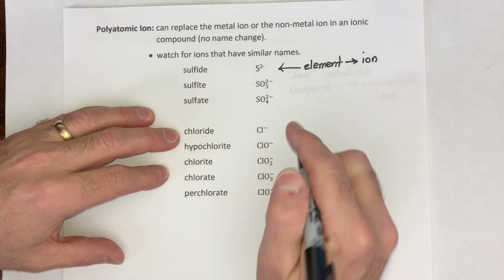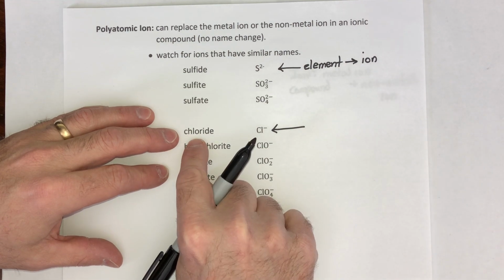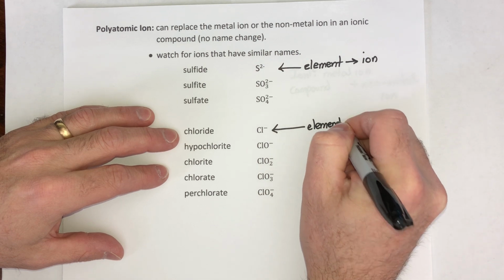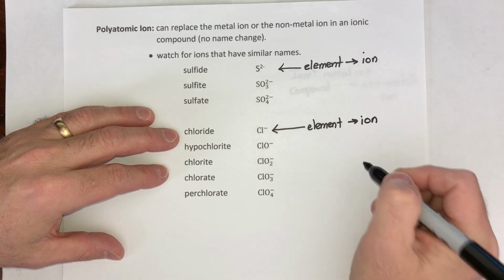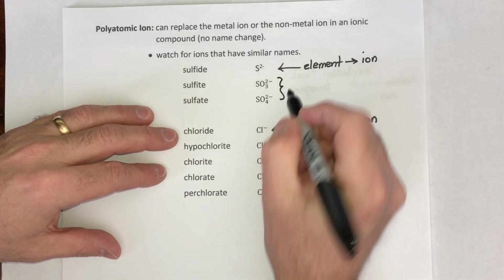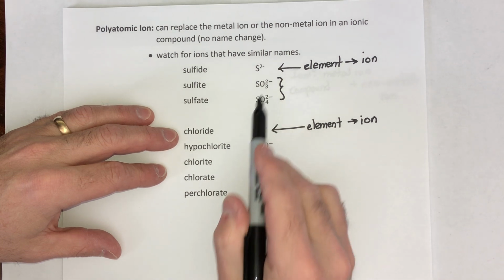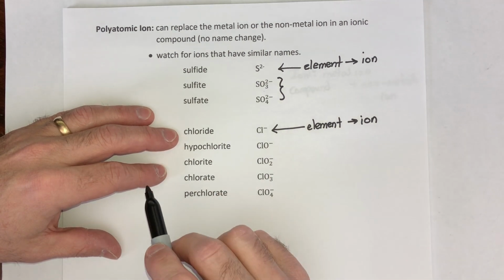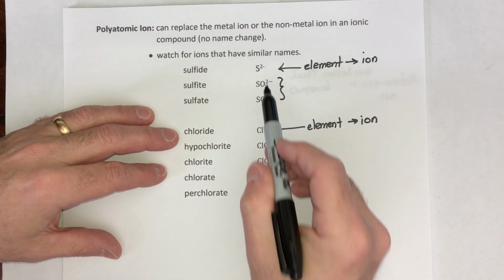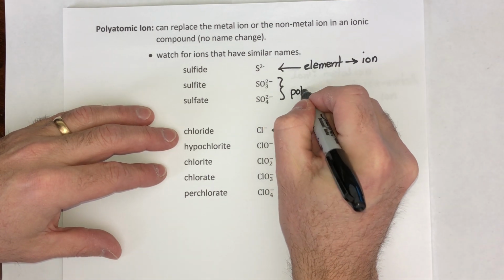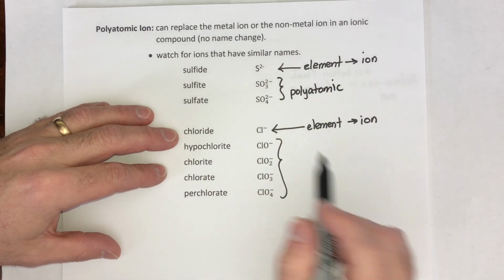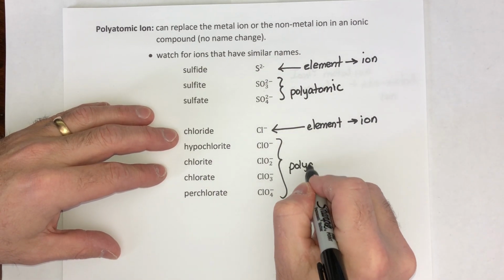Same thing with your chloride, right? Your chloride originally came from chlorine. Came straight from your periodic table. It was an element. We gave it an extra electron, and it did become an ion. Now for these here, where you can see that there's obviously groups of atoms, right? This is an SO3 with a 2- charge. This is an SO4 with a 2- charge. Or down here, you have groups of chlorines and oxygens. These are definitely your polyatomics because there is more than one atom in the group, right? So this would also be your polyatomics.